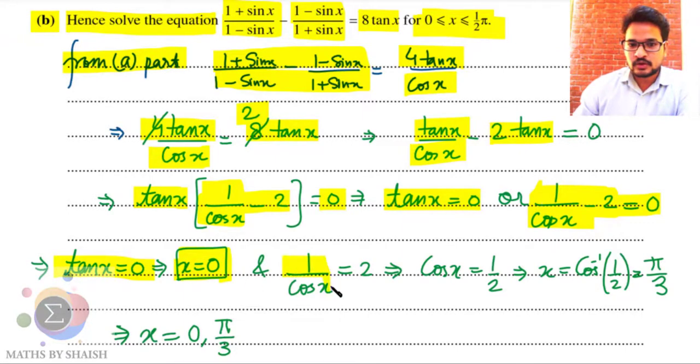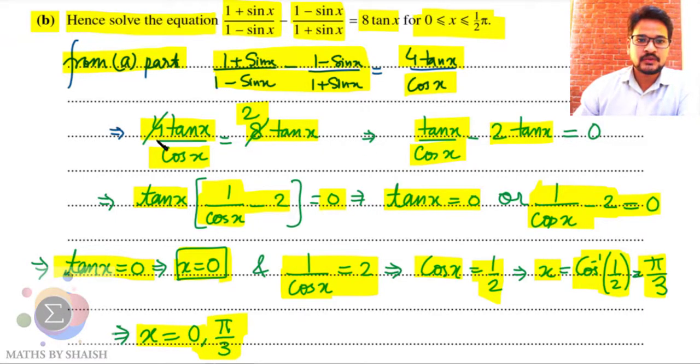And when 1 upon cos x minus 2 equals 0, we got 1 upon cos x equals 2. Cross multiply, we got cos x equals half. And from here we get x equals cos inverse half. We can either remember it or use a calculator. It is going to be pi by 3. So we got two roots: from the first we got x equals 0, and then we got pi by 3. So these are the two solutions.